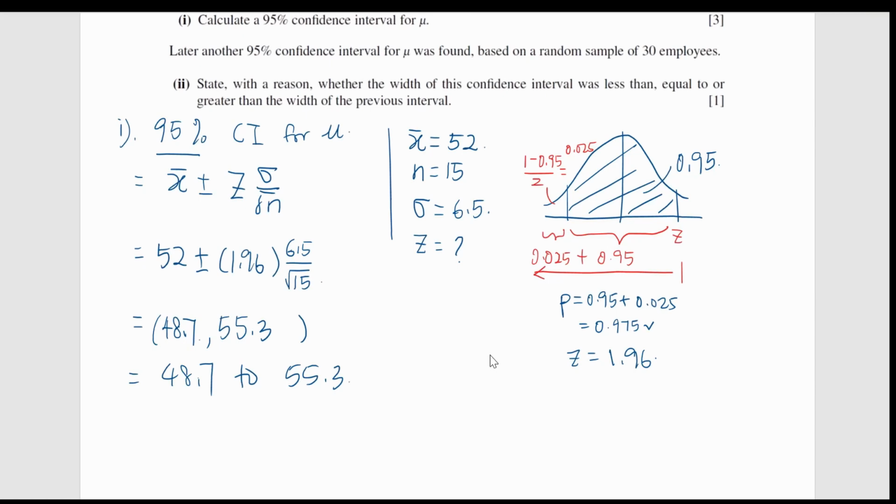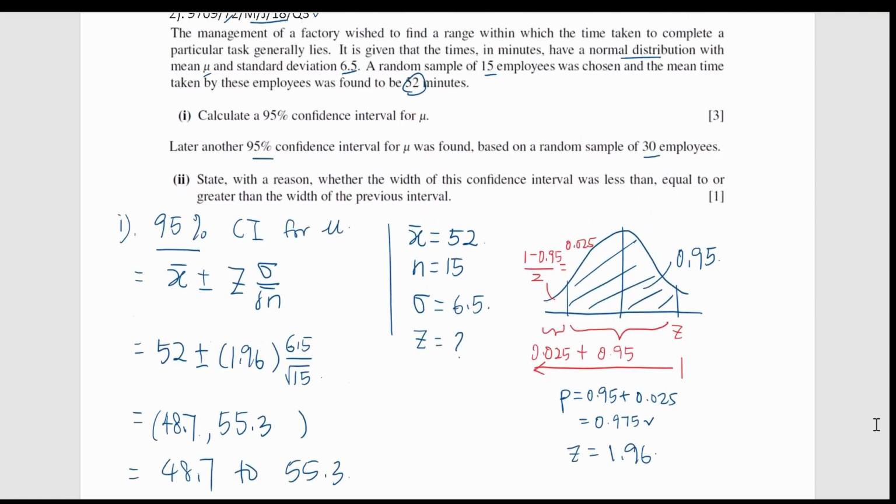So now, later another 95% confidence interval for mu was found based on a random sample of 30 employees. So you can compare. In the beginning, the sample was 15 employees. Now we increase to 30 employees, double the sample size. So part 2: state with reasons whether the width of this confidence interval was less than, equal to, or greater than the width of the previous interval.